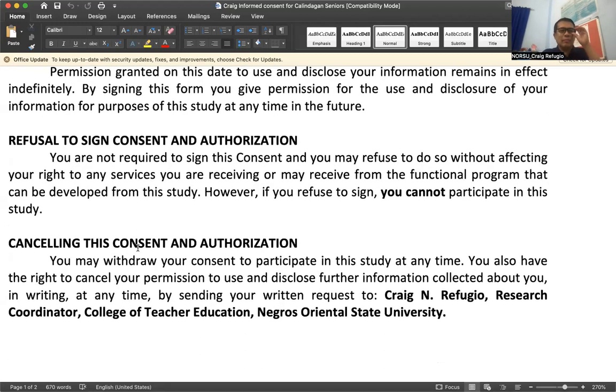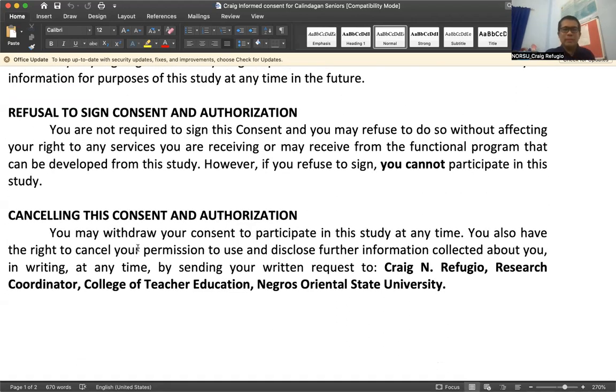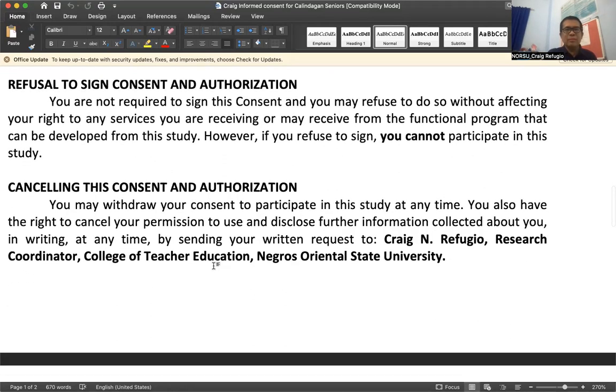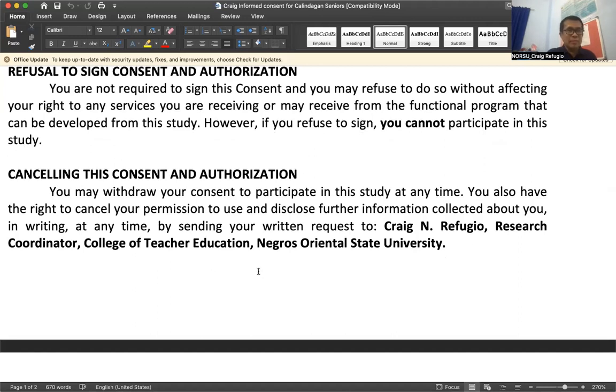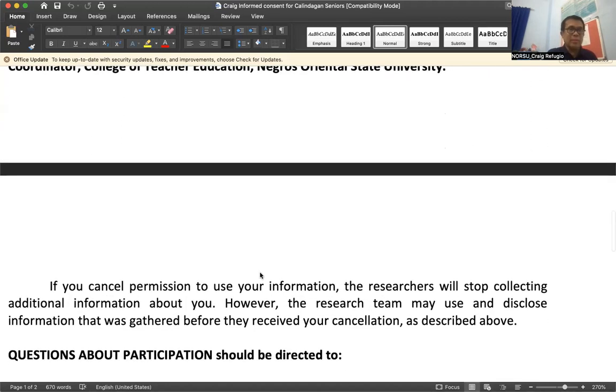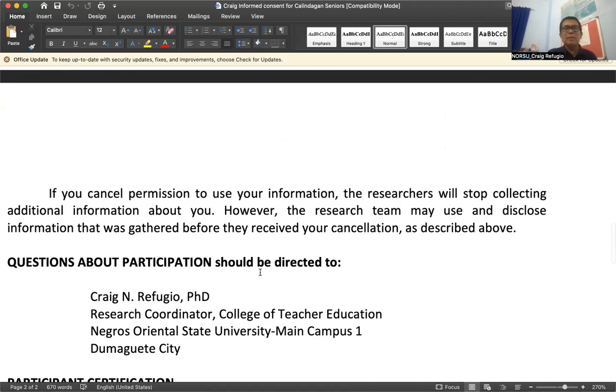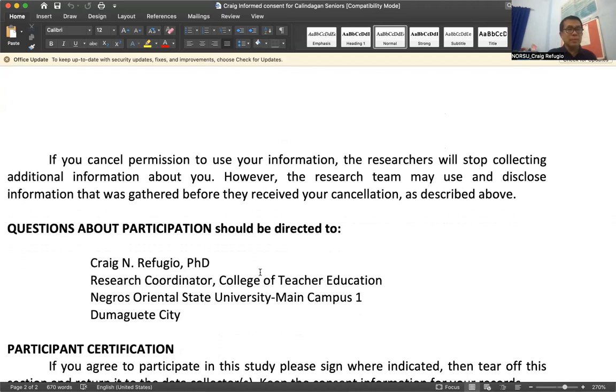Then, canceling this consent and authorization. You may withdraw your consent to participate in this study at any time. So cancellation can be done at any time. You also have the right to cancel your permission to the use and disclosure of further information collected about you, in writing at any time, by sending your written request to myself, being the research coordinator of the College of Teacher Education, Negros Oriental State University, and being the lead researcher. If you cancel permission to use your information, the researcher will stop collecting additional information about you. However, the research team may use the undisclosed information that was gathered before they received your cancellation as described above.